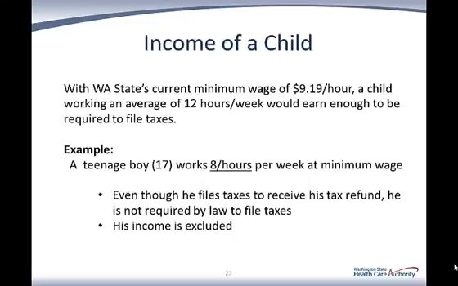With Washington State's minimum wage of $9.19 an hour, a child working an average of 12 hours a week would earn enough to be required to file taxes. Let's review an example. A teenage boy, 17 years of age, works 8 hours per week at minimum wage. Based on the total income he receives, even though he files taxes to receive his tax refund, he is not required by law to file taxes, and his income is excluded.